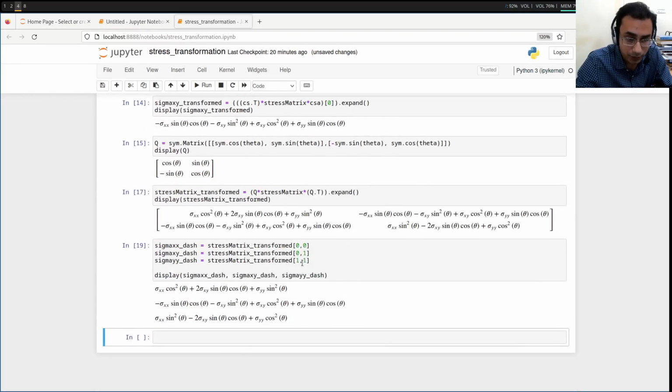Okay, and by the way, this formula for stress transformation works also in three dimensions, although here I have just demonstrated it for two dimensions.